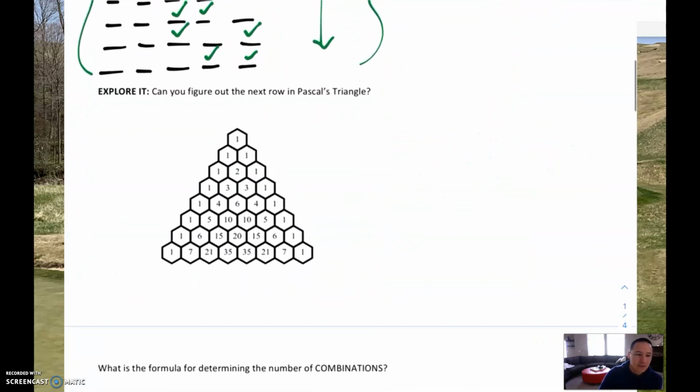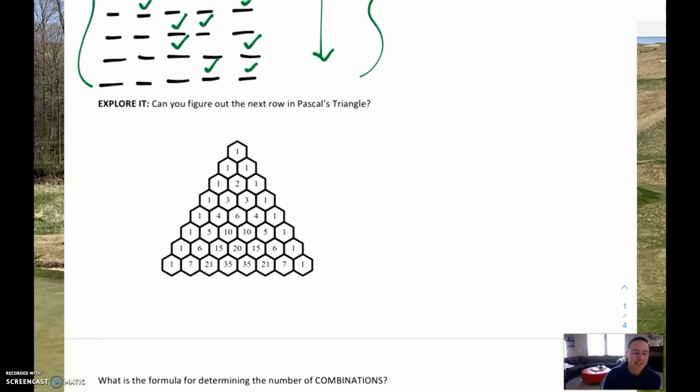Before you move on, I want you to look at this thing called Pascal's triangle, and I want you to just figure out the next row in Pascal's triangle. So go ahead and pause the video, and when you're done, come on back and we'll look at a couple unique properties in Pascal's triangle.